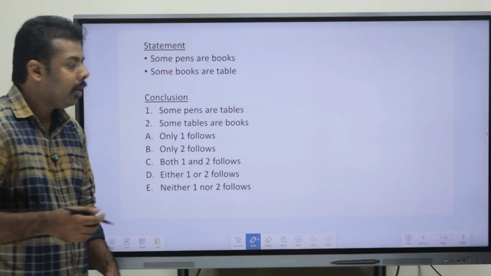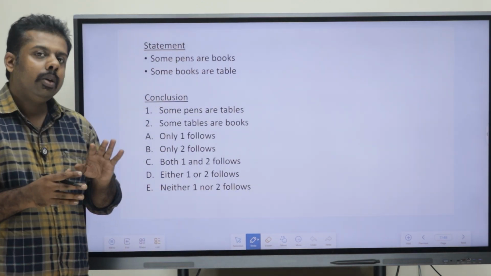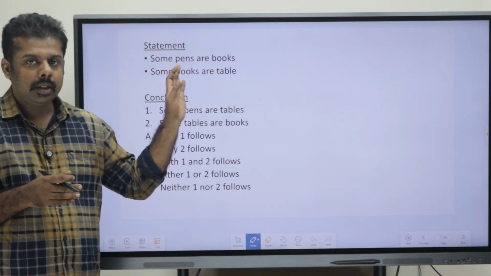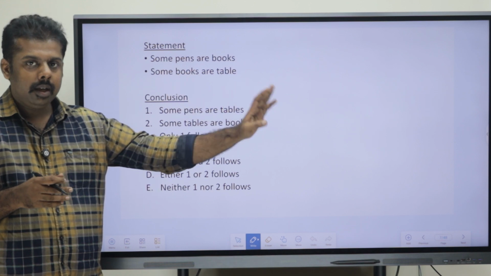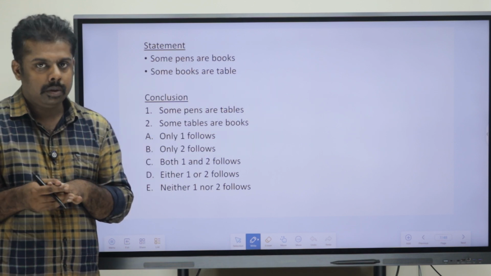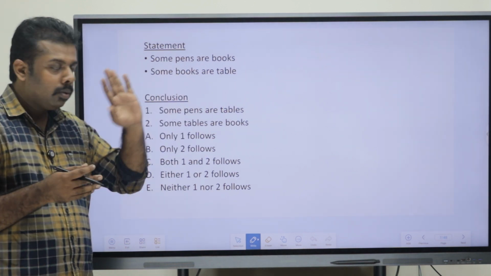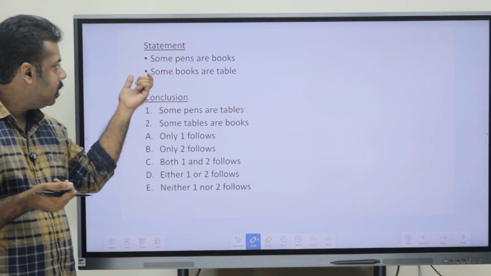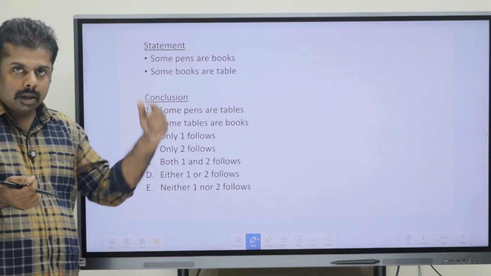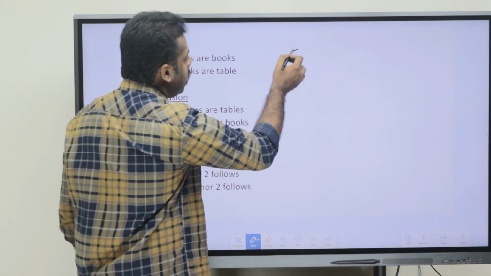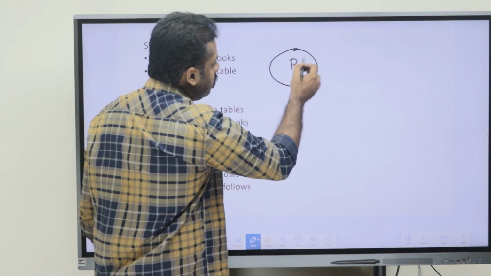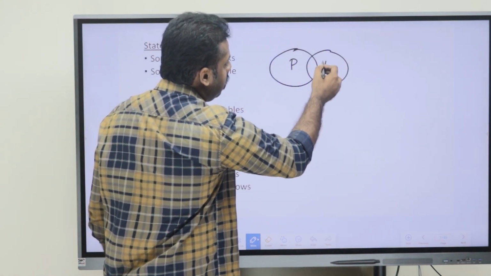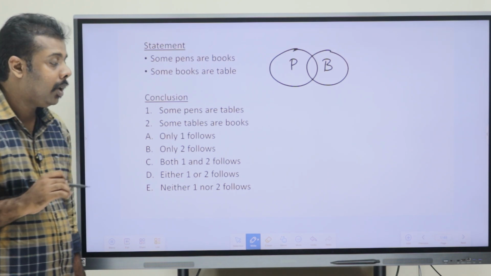Okay, now moving to the next question, I hope that you just pause the video, try it out first, and then view the solution part. Now we are just going to portray the Venn diagram. So what does the first statement say? Some pens are books. So pen and book have a some relation here. So how will it be coming? Pen and book have a some relation.